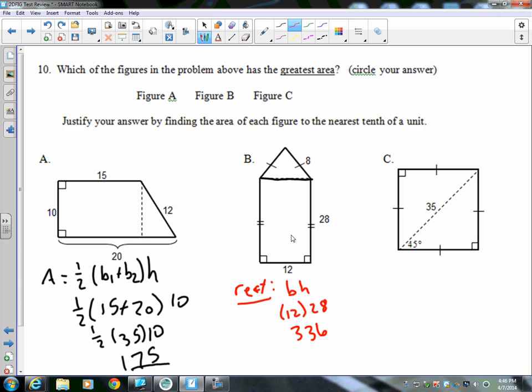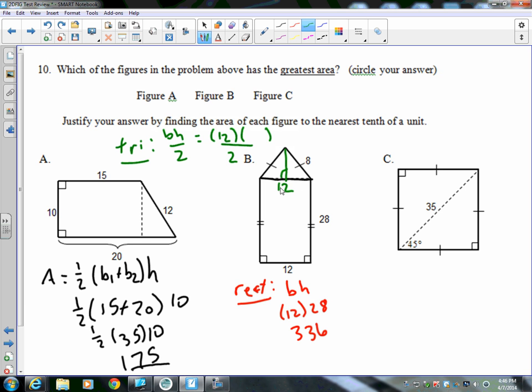Next shape, the triangle up top. Let's do it up here. Triangle. In order to find the area of a triangle, it's base times height divided by 2. We already know the base because if this is 12, this part has to be 12. So we can plug that in. 12. We don't currently know the height. The height is this right here. So we're going to have to find that, and then we can divide that by 2.